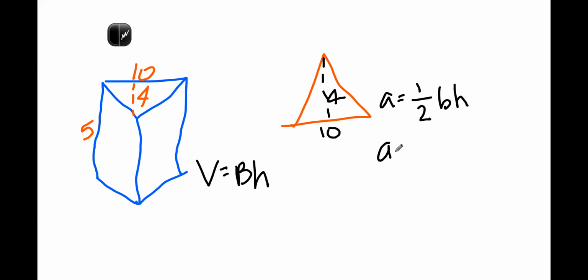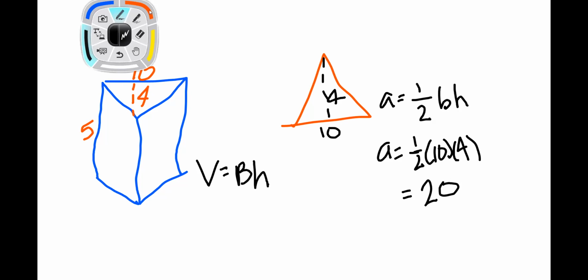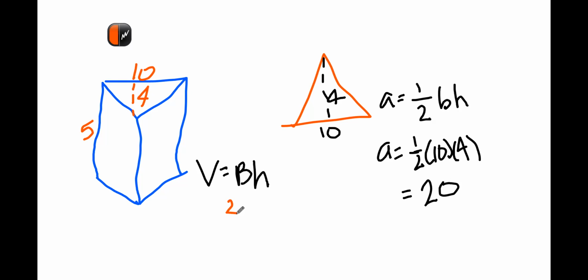So my area is going to be equal to 1/2 times 10 times 4. And that is 20. 10 times 4 is 40, times 1/2 is 20. So my big B is equal to 20. Then you need to multiply that by the height. My height is 5. So 20 times 5, your volume is 100.